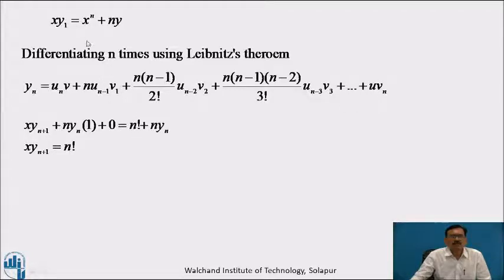We are already familiar that the nth derivative of x raised to n is n factorial, plus n into the nth derivative of y, which is yn. Therefore n from the left hand side and n from the right hand side will get cancelled. Therefore x into y suffix n plus 1 equal to n factorial. Therefore y suffix n plus 1 equal to n factorial divided by x, dividing both sides by x.